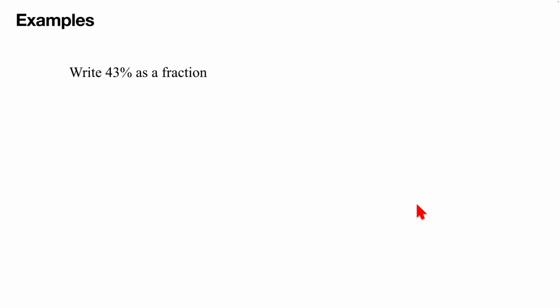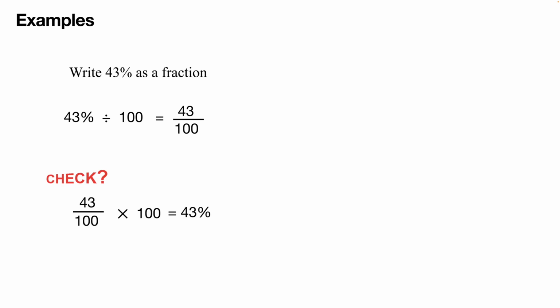Let's have an example. Write 43% as a fraction. A percentage is 100 times too big, so I'm going to divide by 100. 43 over 100, neither of which is going to divide. 43 is a prime. Let's just check that. 43 over 100, we'll multiply by 100 to get into a percentage, it's 43%.